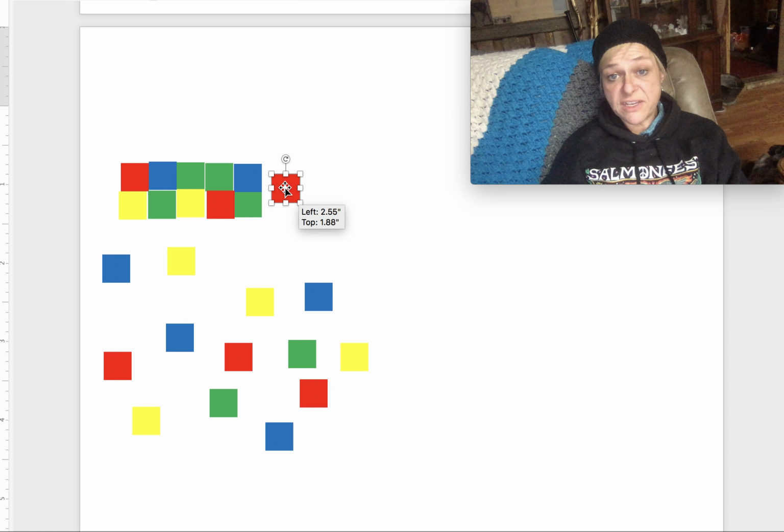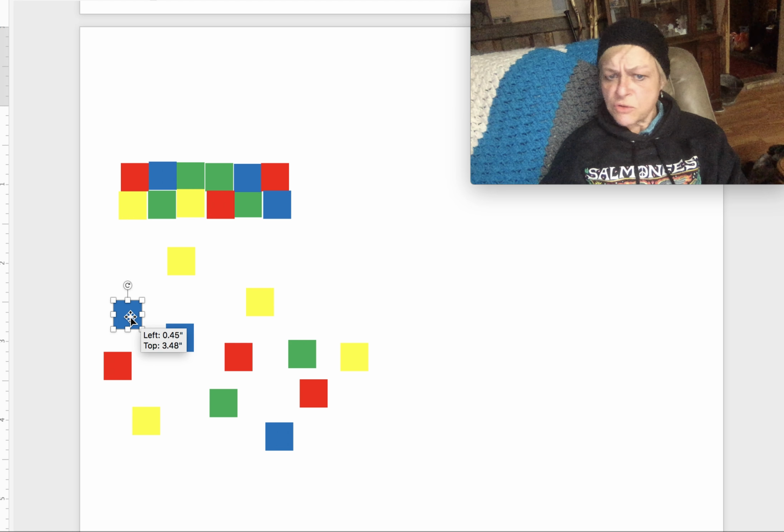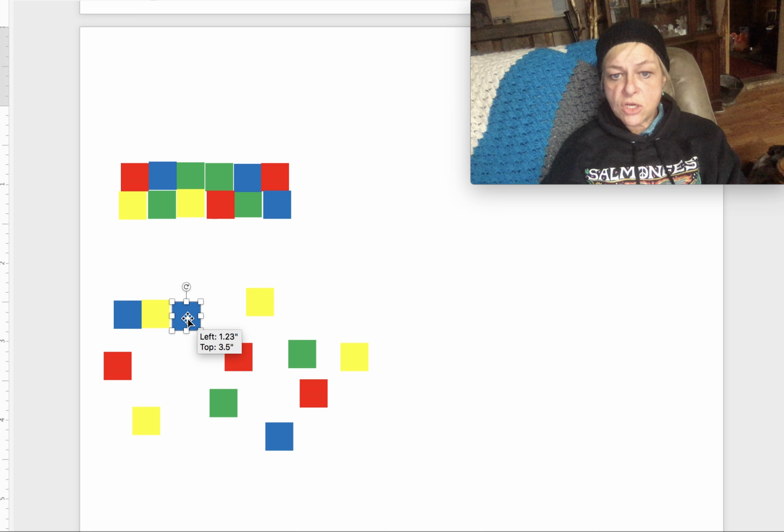They're not going to be perfect because I'm using my laptop and all I have to work with here is a trackpad. I don't even have a mouse. So there, that's going to be my first shape right there. I'm going to do a rectangle for my second shape too, but I think I want to do a long skinny one this time.